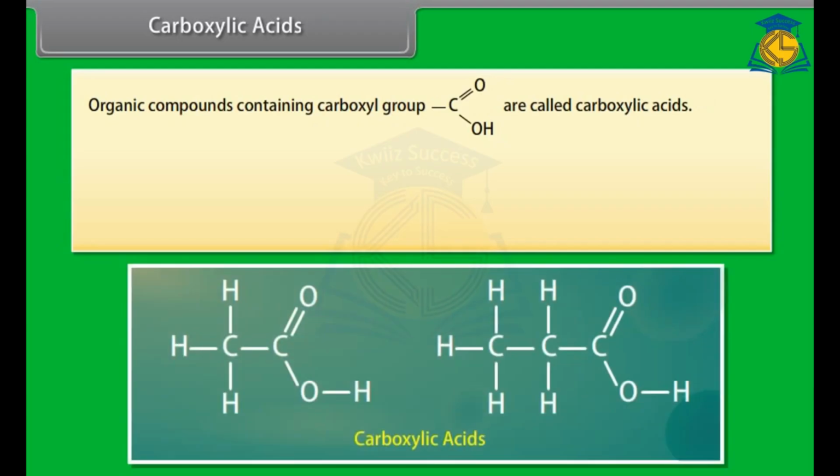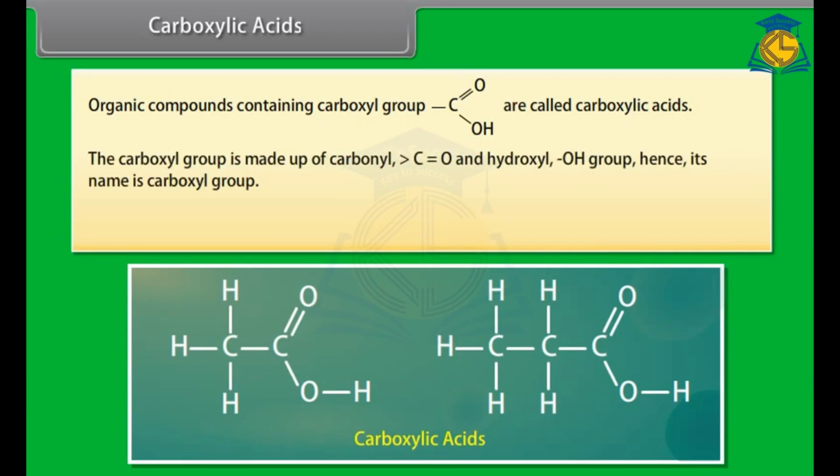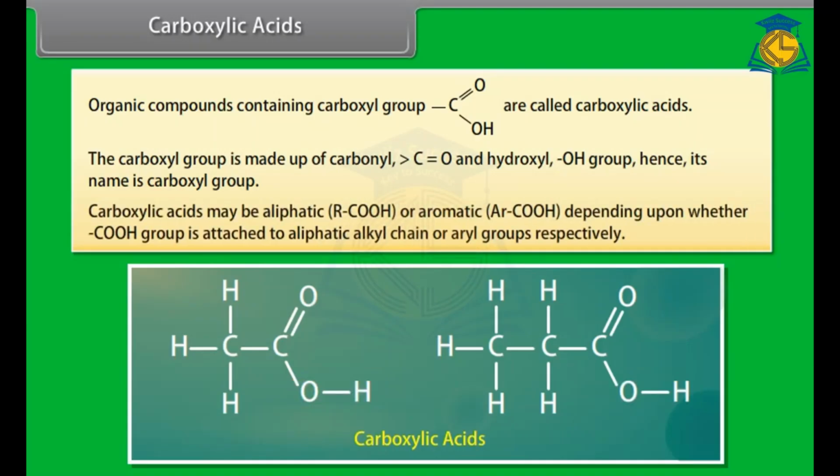Carboxylic acids. Organic compounds containing carboxyl group are called carboxylic acids. The carboxyl group is made up of carbonyl and hydroxyl group, hence its name is carboxyl group. Carboxylic acids may be aliphatic or aromatic depending upon whether the carboxyl group is attached to an aliphatic alkyl chain or aryl groups respectively. Nomenclature and structure of carboxyl group.